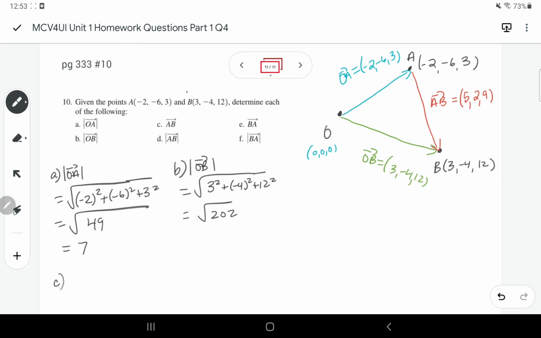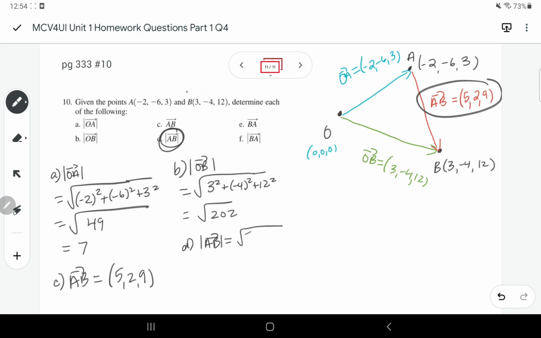So C, I already did. It's up there. Vector AB is 5, 2, 9. Those are the steps that you go from point A to get to point B. If I was looking for the magnitude of AB, remember for D there, we've got those magnitude bars. This is finding the magnitude of that vector I just did. So that would be the square root of 110.